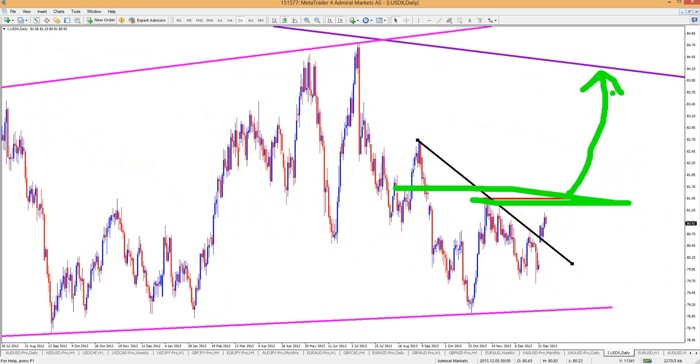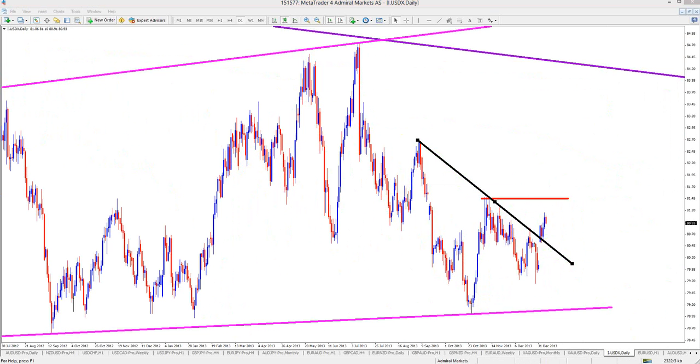Yeah, so that's what I'm expecting from the dollar index. Any questions, Vesna, maybe, or how do you see it? Do you see it the same?